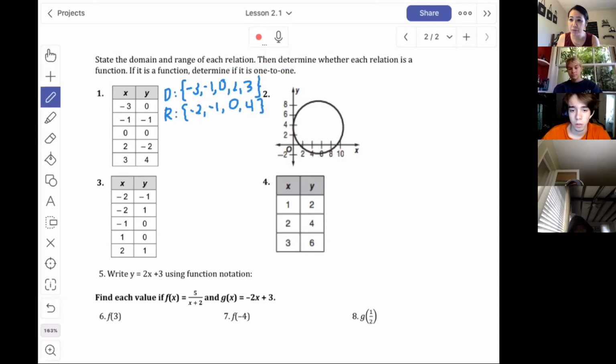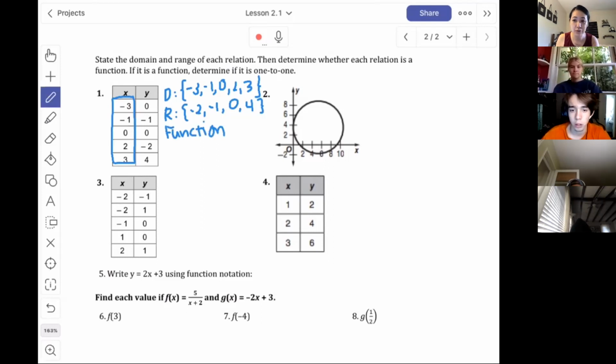So at the table, what I'm looking for are any repeats in the x's, right? So here, I don't see any repeats in the x's, meaning every x only has one y, right? Every x only occurs once. So that means this is a function.